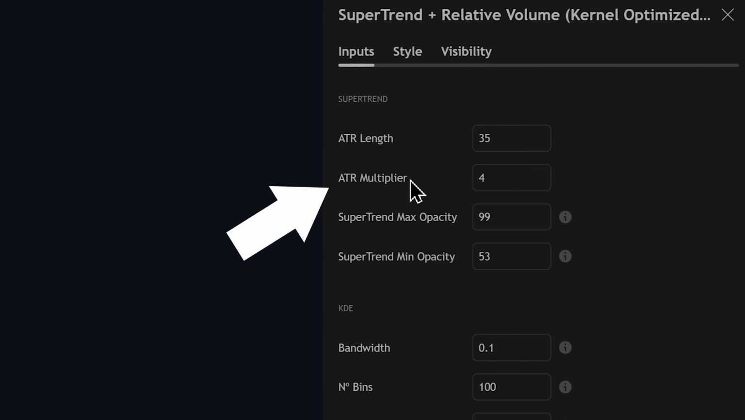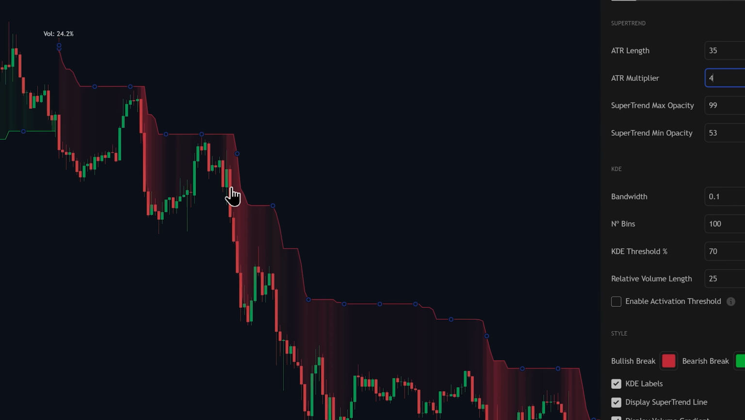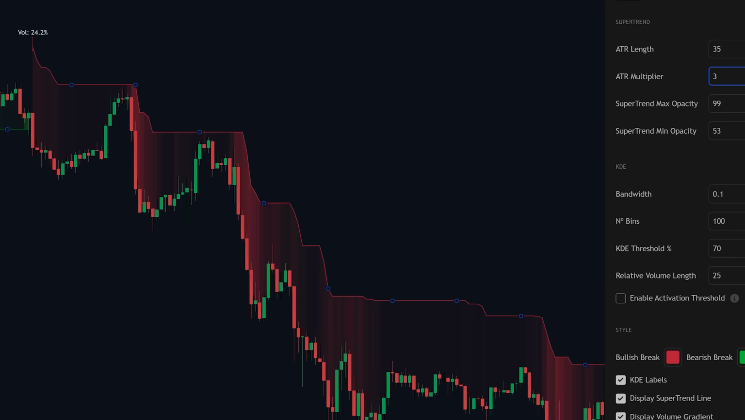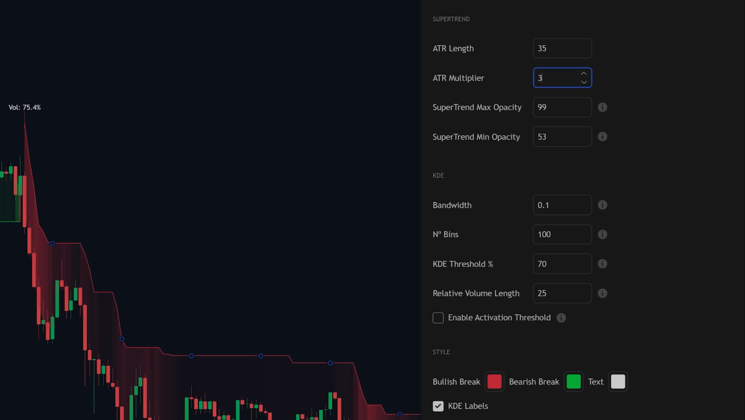Multiplier controls how far the SuperTrend line sits from price. A smaller multiplier hugs price more closely, so you get earlier flips, but also more whipsaws. A larger multiplier sits farther away, so you get fewer flips, but they tend to be cleaner and more trend-focused. Then you have the KDE settings, and this is where you're basically tuning how strict the probability engine is.